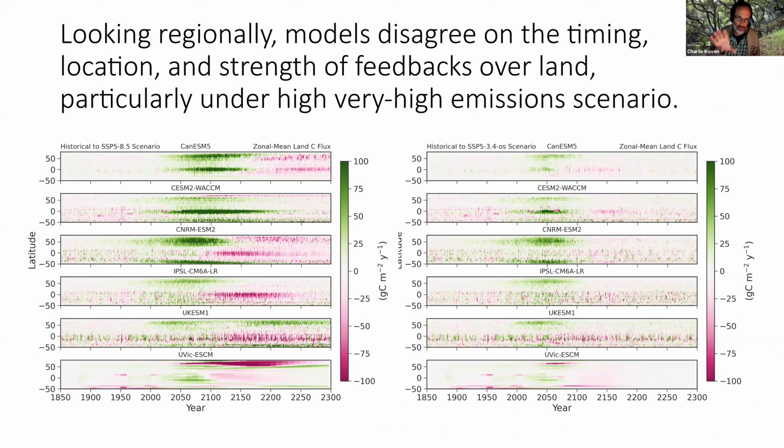What we see on the left is basically the models disagree on about everything they possibly can disagree on. They disagree on the timing, the location, and the strength of these feedbacks over the land, particularly under the high emission scenarios. Some models show two strong zonal sink activities, one in the tropics, one in the high latitudes. Other models show basically that the only real sink is the high latitudes, and the tropics is kind of weak and then actually becomes a source. Whereas some models also say, actually, no, because if we're losing permafrost carbon feedback, the high latitude doesn't even act as a sink and also becomes a source. And you can see that the general timing of each of these is very different.